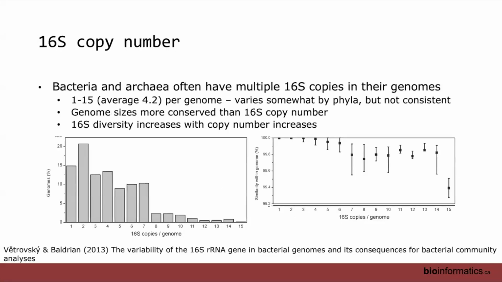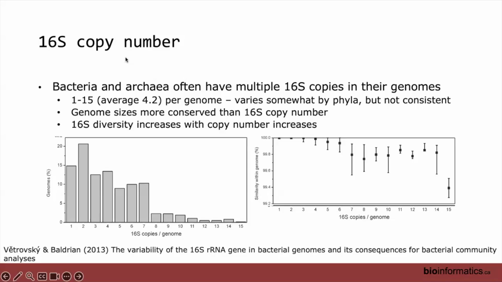Okay, so finally, I just wanted to touch on 16S copy number. Sometimes people will do normalizations for 16S copy number, and sometimes it's recommended that you normalize your data afterwards. But 16S copy number varies a lot between different bacteria and archaea. This was a study from quite a few years ago now, but they found a variation between 1 and 15 copies per genome, with an average of about 4.2.